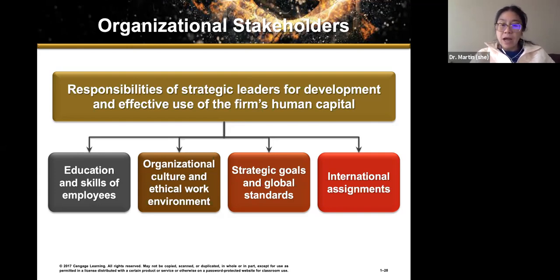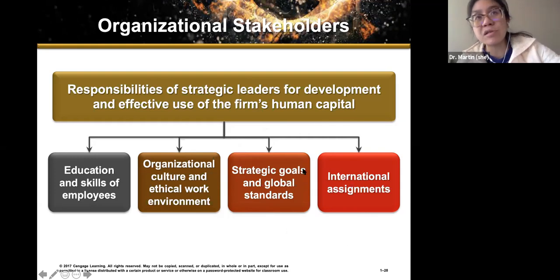Okay. Strategic goals and global standards. You, as management, are in charge of setting goals, knowing what the global standards are, and moving your organization so that these two work together. And you're also responsible for international assignments.